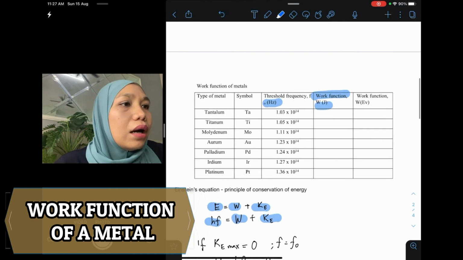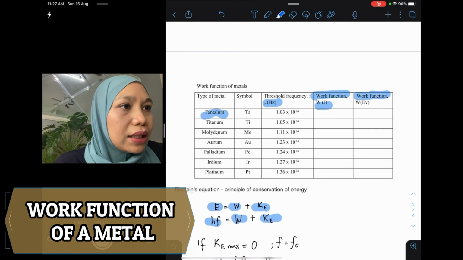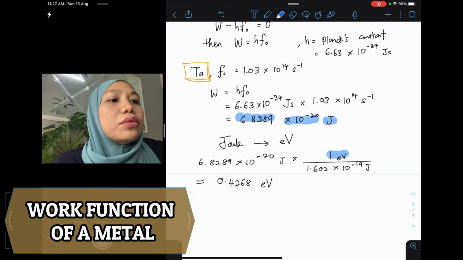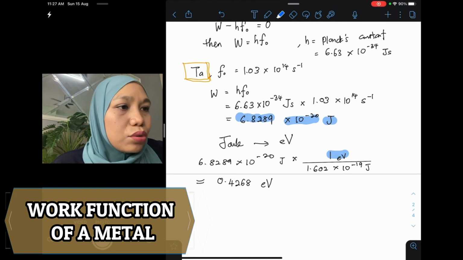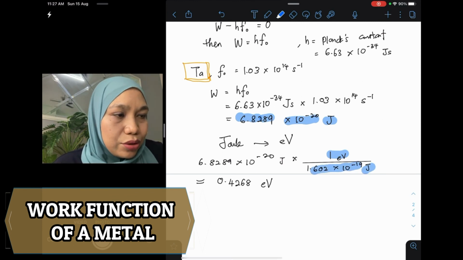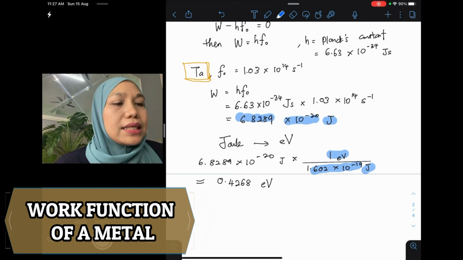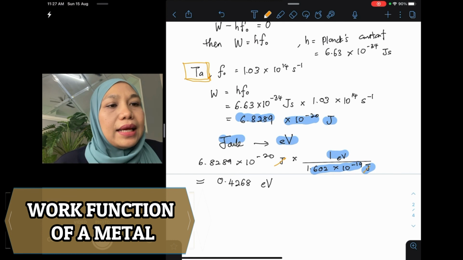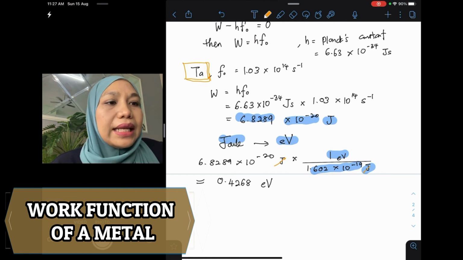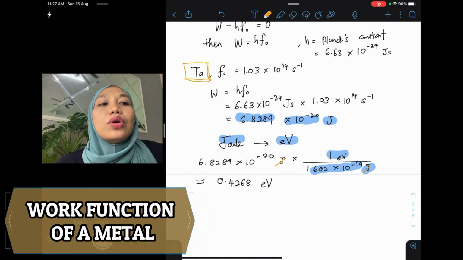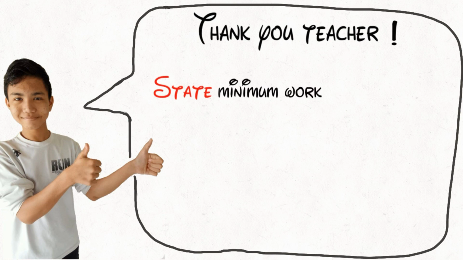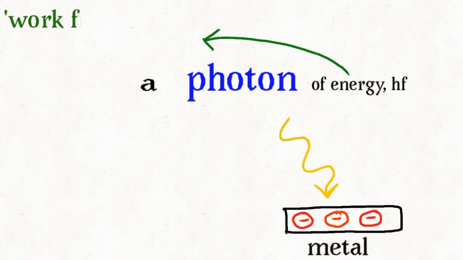Alright, now how about the work function of the metal in electronvolts? Okay, so 1 electronvolt equals 1.602 times 10 to the power of negative 19 joule. So what we need to do here is change the joule to electronvolt. We can cancel off the unit and then we will get the answer in electronvolt, which is 0.4268.